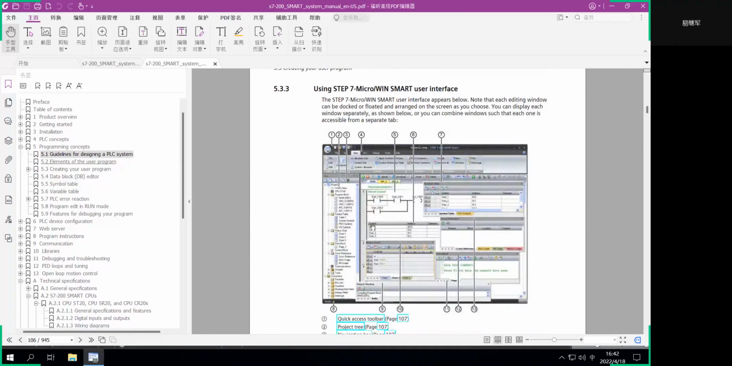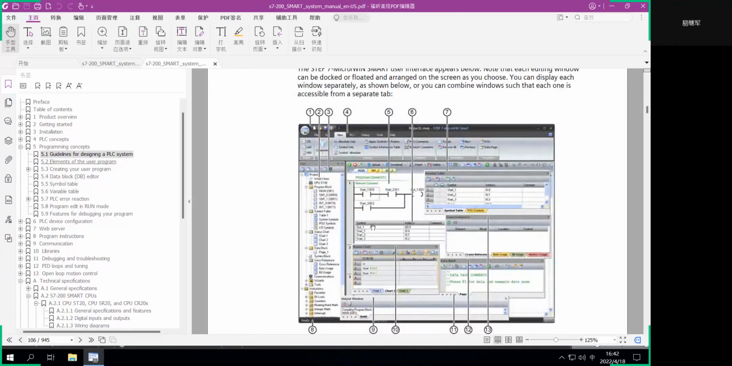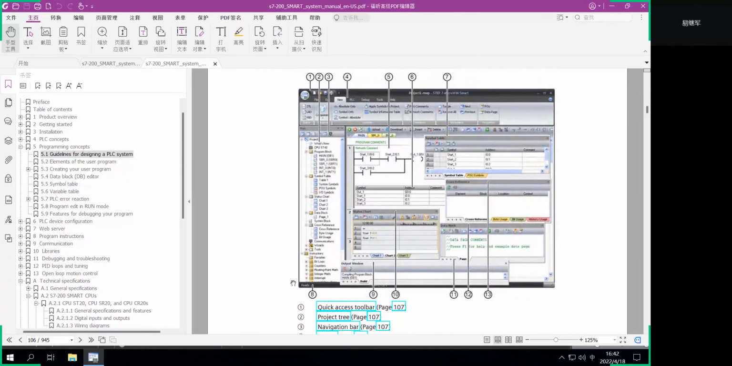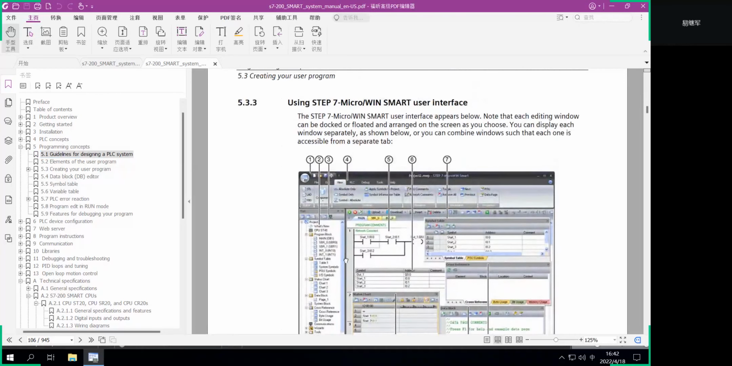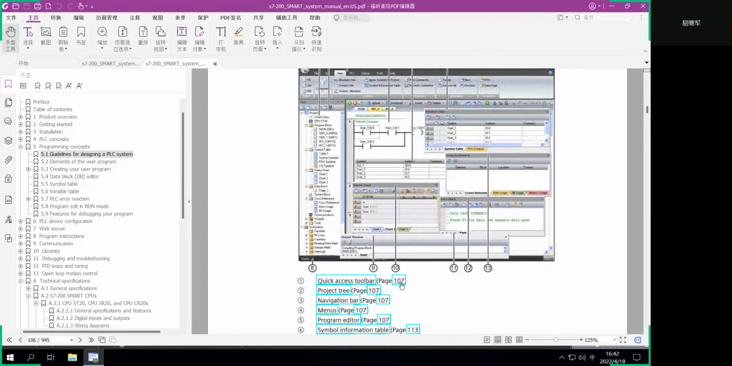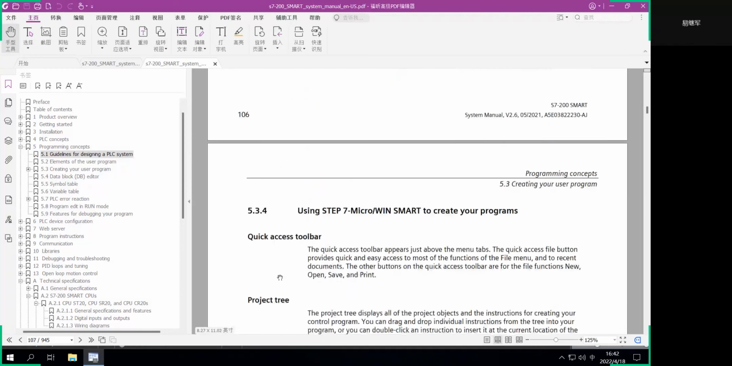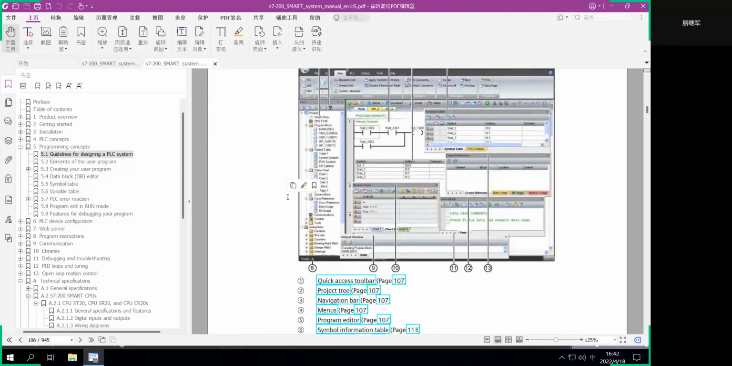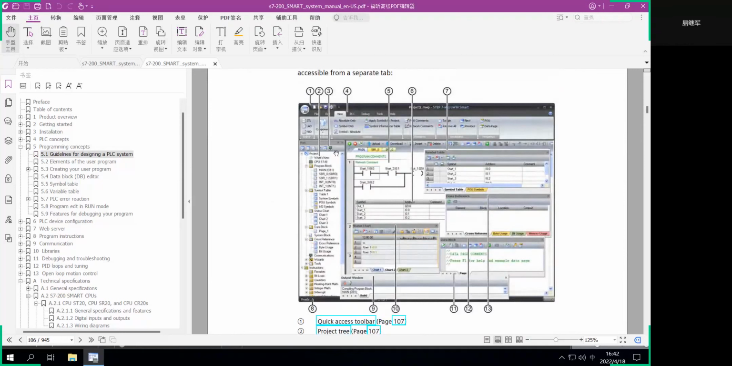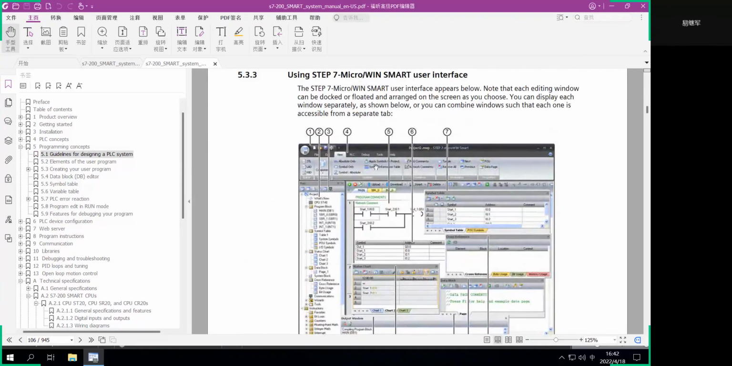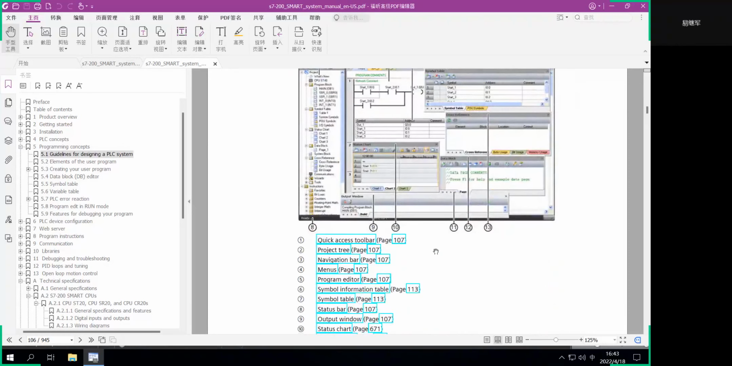This is the STEP 7 Micro/WIN Smart user interface. Something is introduced in this manual about this interface. This interface has 1, 2, 3. One is the quick access toolbar. So you can check the quick access toolbar. Two is the project tree. Here is the project tree. Three is the navigation bar. So you can check your interface with this menu.